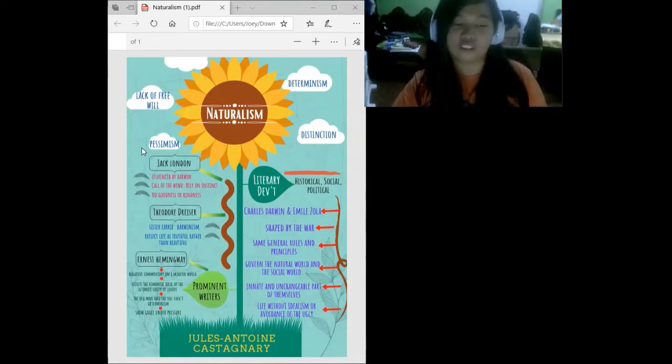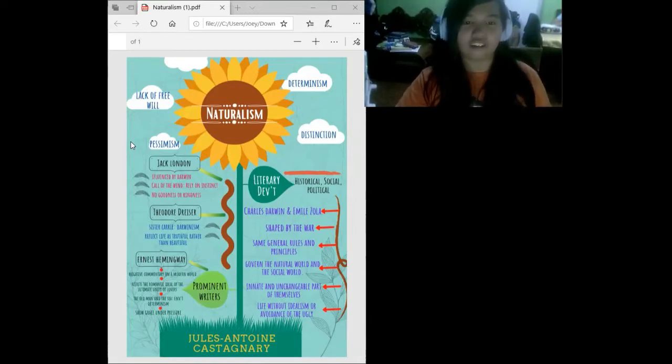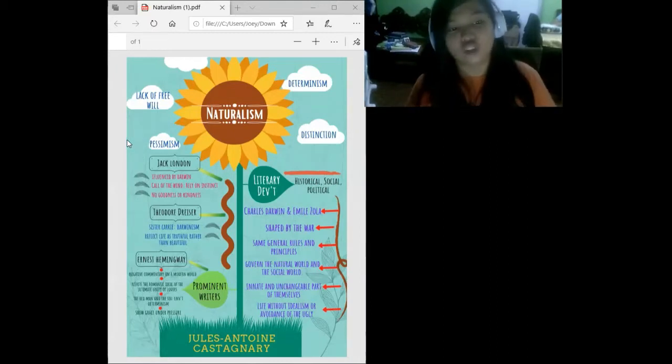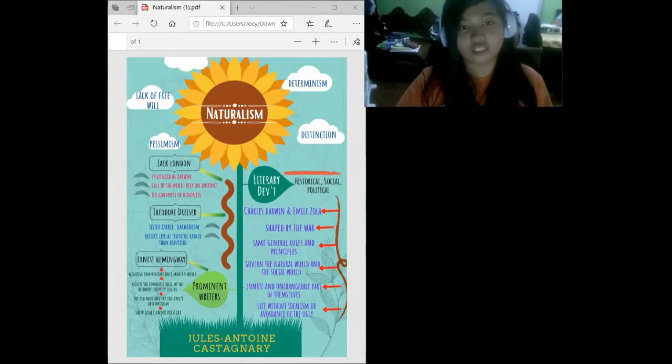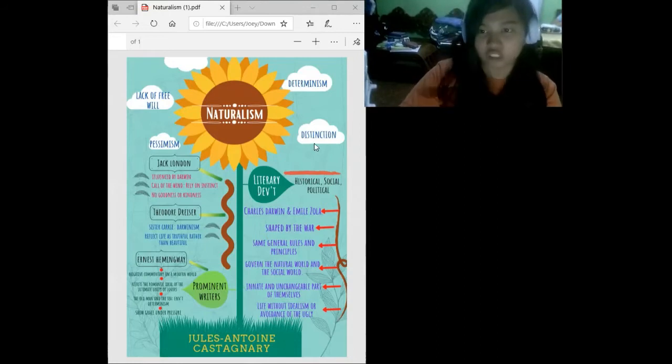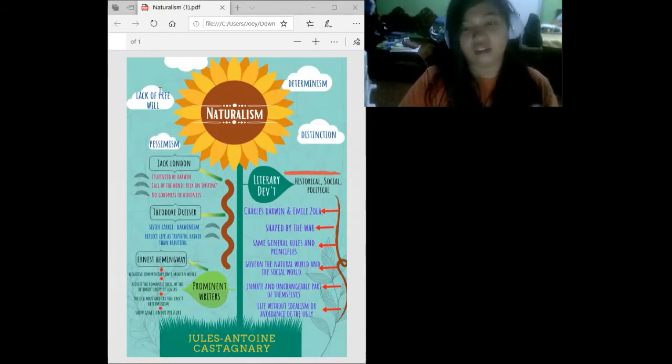The term was first used by a French art critic named Jules-Antoine Castagnary, who referred to a so-called naturalist school of painting. Emile Zola later adopted the term for literature, which is often used in narratives. This movement is heavily influenced by Darwinism, and it attempted to portray realistic situations, often partnered with determinism, distinction, pessimism, and lack of free will.